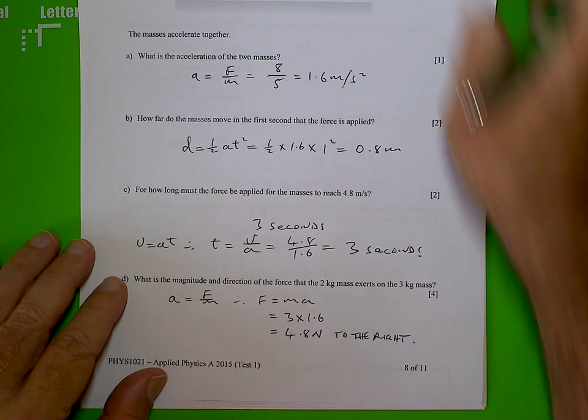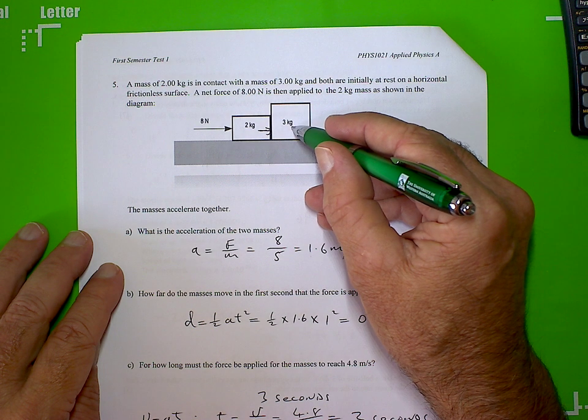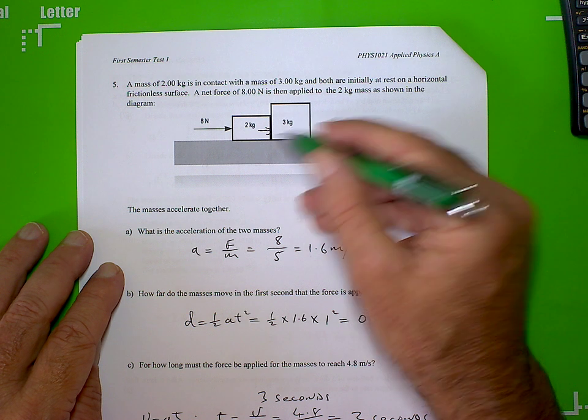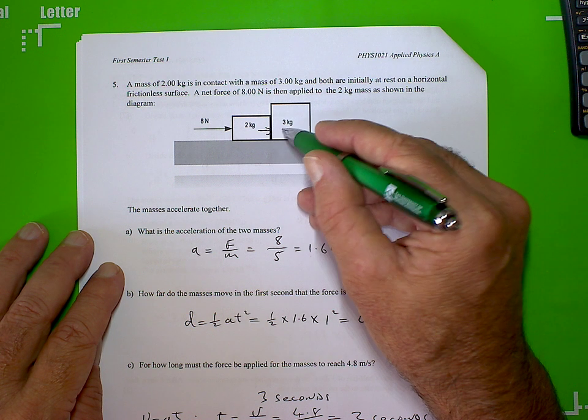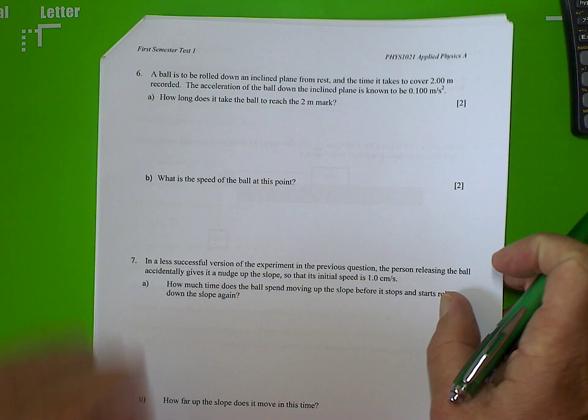Just going back, this is a key thing about Newton's laws. If you know the acceleration of this mass, you can work out the net force on it. And we know that the force only comes from one thing, so therefore the net force is being exerted by the 2 kilogram mass. Okay.